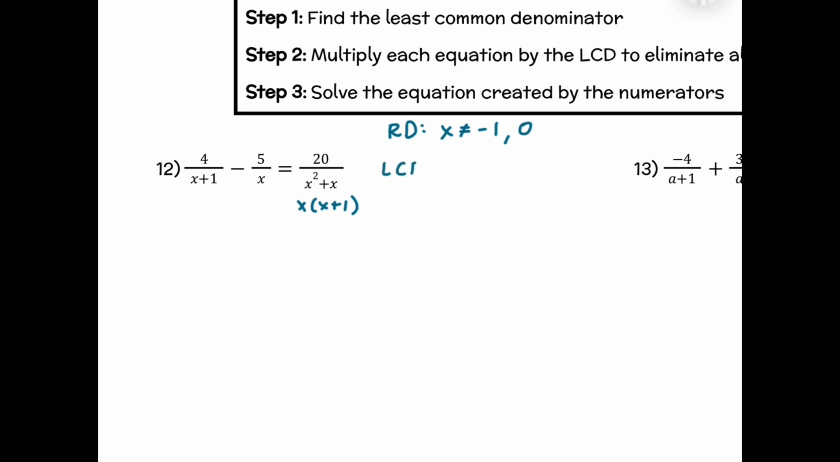So for our LCD, our least common denominator, we want to look to see what the combination of the denominators is. So I factored this. So it has an x and it has an x plus 1. This one has an x, this one has an x plus 1. So our least common denominator would be x times x plus 1. So what we're going to do is multiply each fraction by that least common denominator. So we're going to multiply by x times x plus 1.